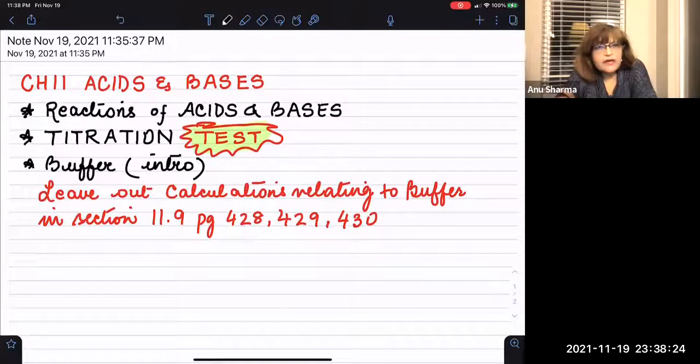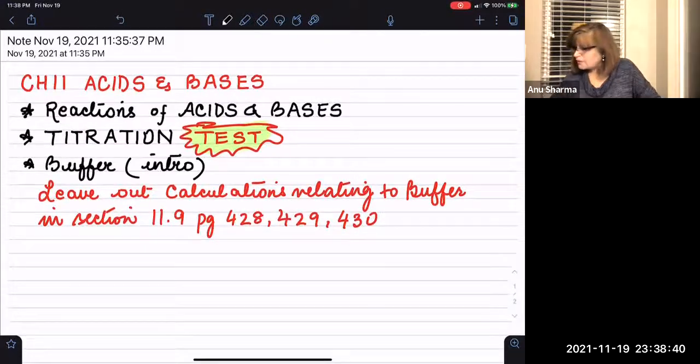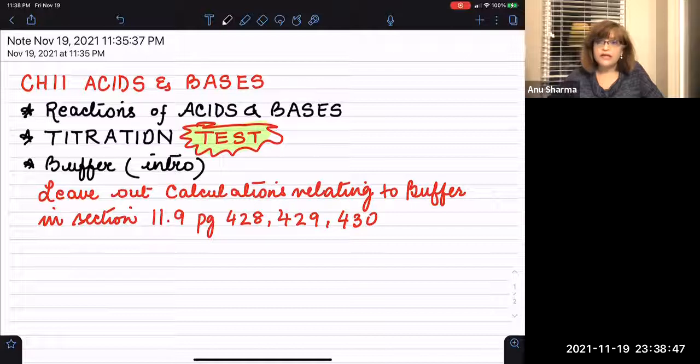All right, so now we are trying to finish up this last part, which is the reactions of the acids and bases, and then we will do the titration, which is very important. And there is going to be a question from titration on the test, final exam. And we are just going to do a brief introduction of buffers and then the calculations that relate to buffer, calculating the pH. You're not doing that, because again, it involves the use of calculators and log and all that. So forget about it.